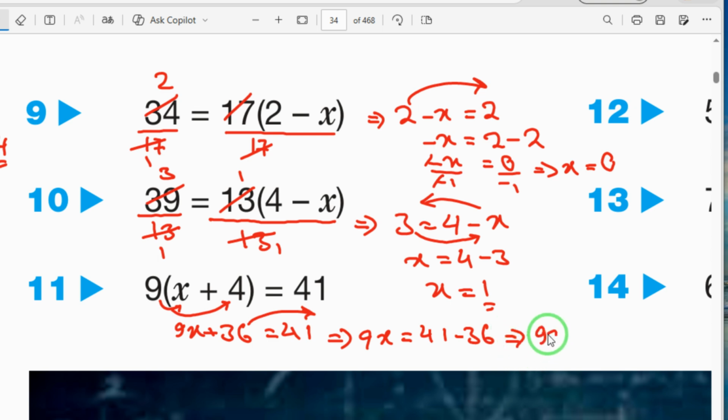Then 9x is equal to, we subtract here 41 minus 36. We borrow, this becomes 11. 11 minus 6 becomes 5, and we borrow from this one, 3 minus 3 is 0. Then we divide both sides of the equation by 9. So here we simplify. x is equal to 5 over 9.